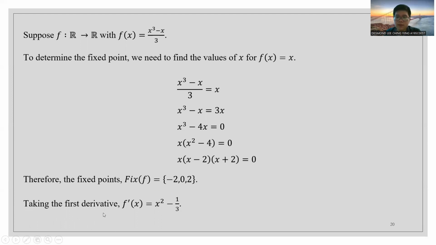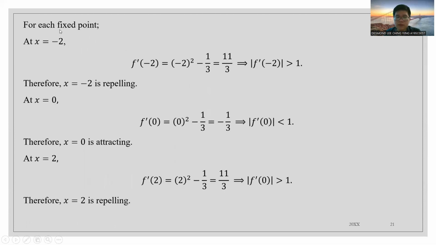Then we take the first derivative of the function, which is s squared minus 1 over 3, to determine whether the fixed points are repelling or attracting. Then we substitute all the fixed points into the first derivative of the function. Then we can see that s equals -2 and 2 are repelling fixed points, since the modulus of the first derivative of the function is greater than 1. Then we can see that the fixed point 0 is attracting, since the modulus of the first derivative of the function is less than 1.